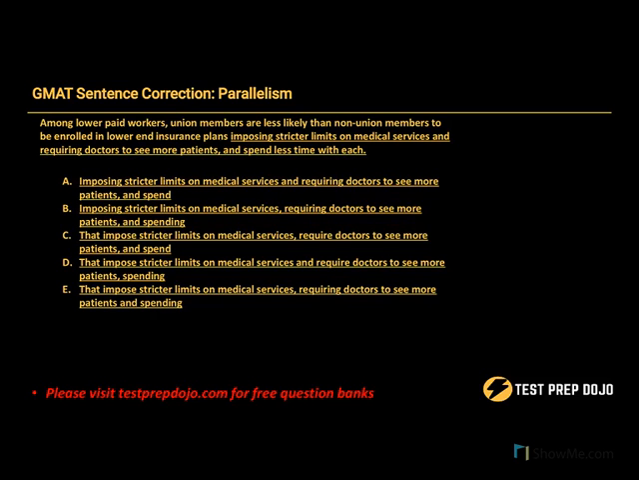So let's go to our example. This is a phenomenal example. It well represents a number of critical elements on the GMAT verbal section for sentence correction. Love it, and hope you like it too.